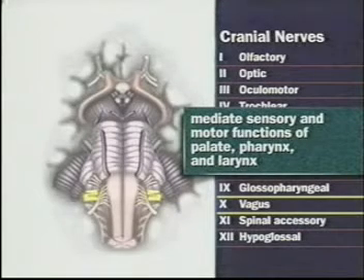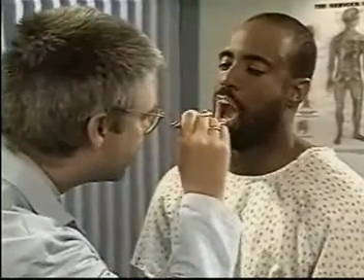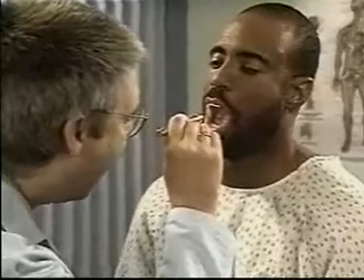Cranial nerves 9 and 10, which are the glossopharyngeal and vagus nerves, mediate the sensory and motor functions of the palate, pharynx, and larynx. I'd like to take a look at the back of your throat. Can you open your mouth? To test these nerves, ask the patient to say "ah" or yawn as you observe the soft palate and the uvula. The soft palate should rise promptly and symmetrically, and the uvula should remain midline.